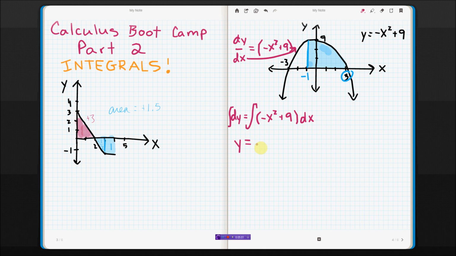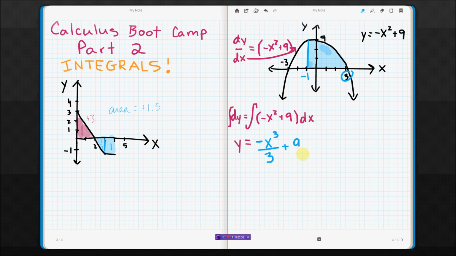Here's how it works. You take the old exponent and you add 1. So first off, I had that negative, so I'm going to leave it there. The old exponent was 2. I'm going to add 1 to it, so instead of x squared, I'm going to have x cubed. Then I divide by the new exponent, like that.